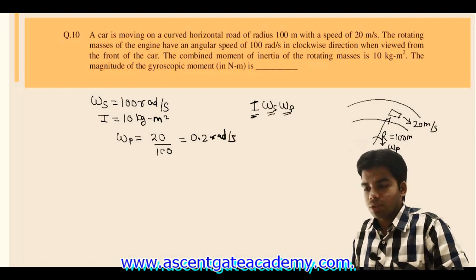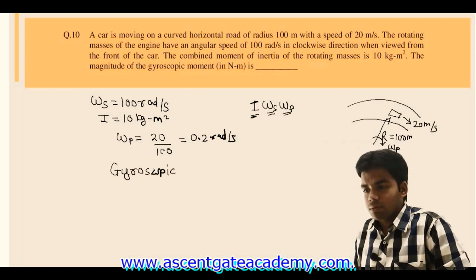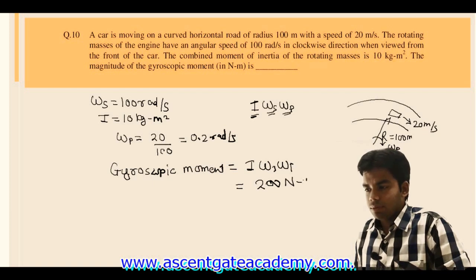That's it. Now just put the values. The gyroscopic moment will be equal to I into omega s into omega p. Just put the values, you will get this will be equal to 200 Newton meter. That's it. Answer.